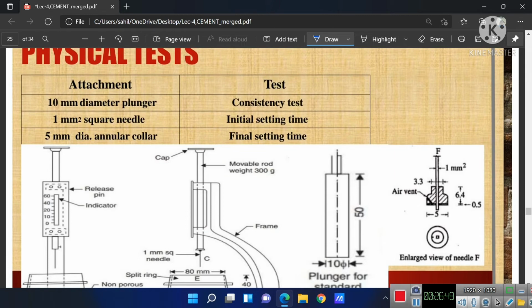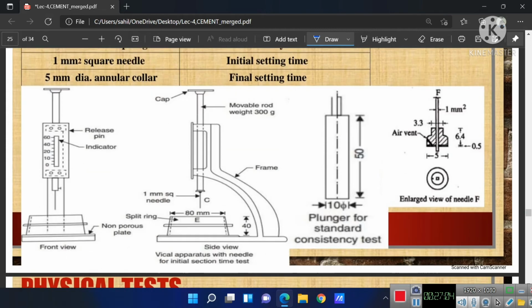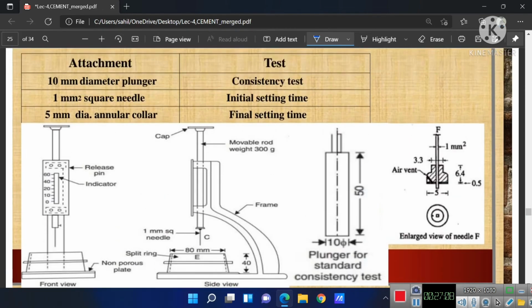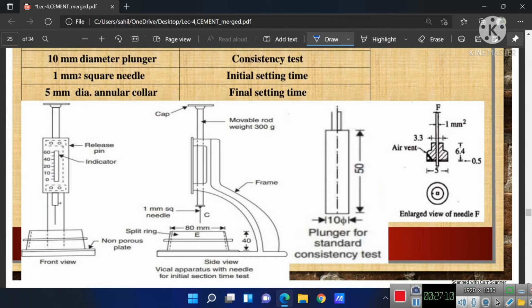Now in physical test, attachments: a 10 millimeter diameter plunger is used for consistency test, a 1 millimeter square needle is used for initial setting time, and the 5 millimeter diameter annular collar is used for final setting time. Here are some pictures of the different apparatus used. So here is the plunger used for consistency test.